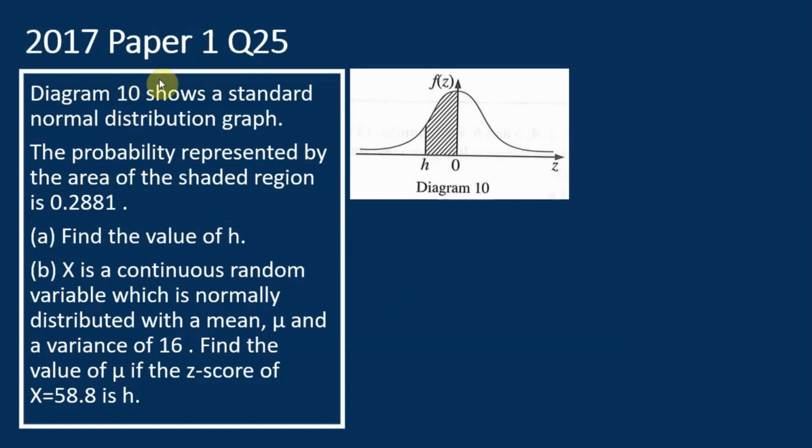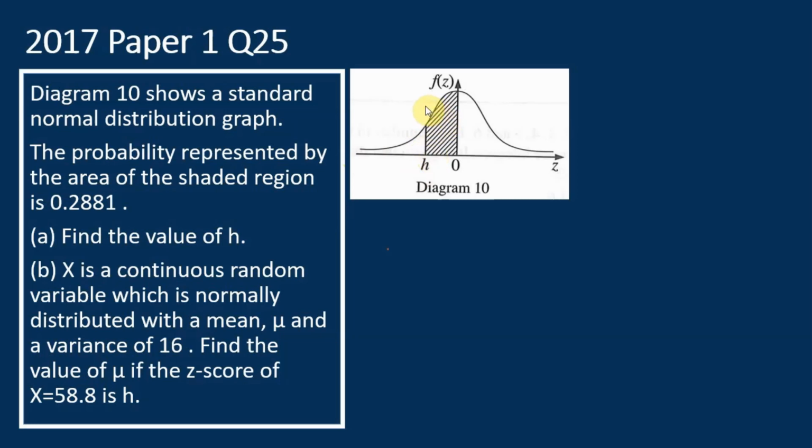This is the question from the 2017 paper 1, question 25. Diagram 10 shows a standard normal distribution graph. The probability represented by the area of the shaded region is 0.2881. Find the value of H. In order to use the calculator to find H or the Z-score, we need to know the area from the negative to this boundary, because it will only give the Z-score from negative infinity to this boundary.